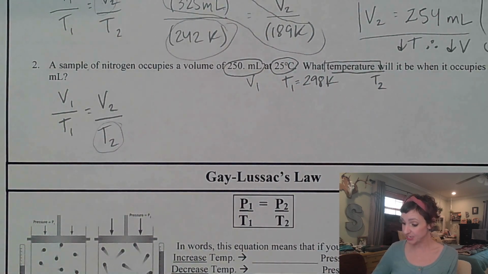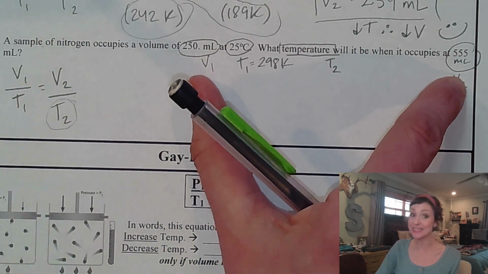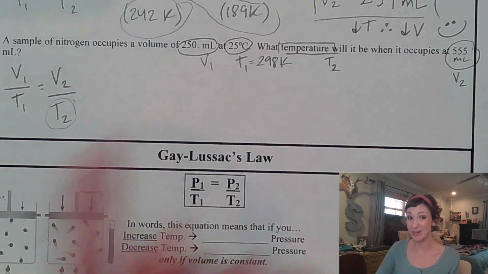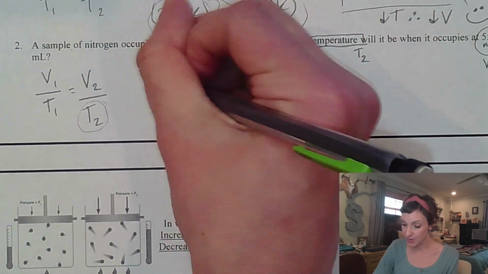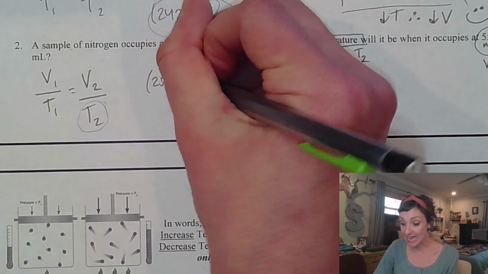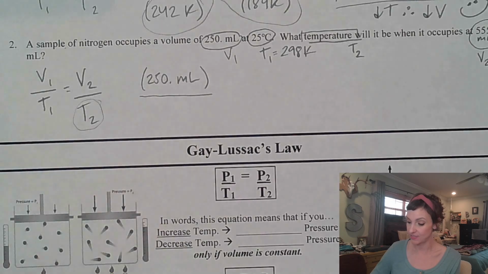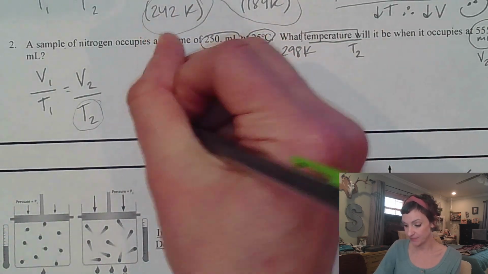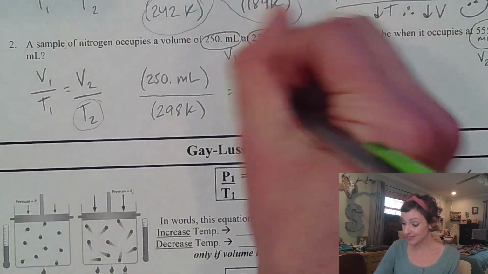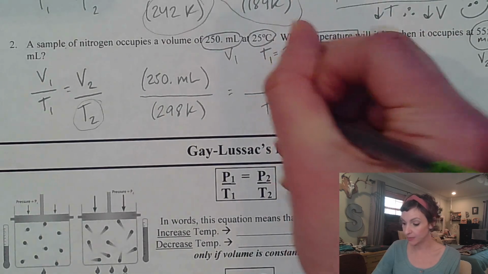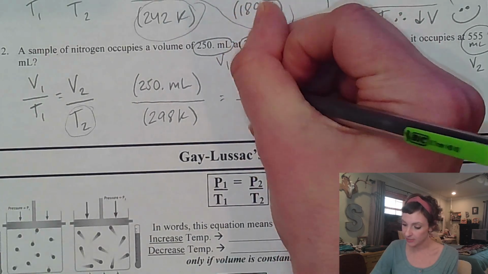So I'm ready to substitute stuff in. Are my volumes in the same units? Yes, they're both in milliliters. Is my temperature in Kelvin? Yes, it is. So I'm ready. So my first volume is 250. Yes, that decimal after that 0 is important because it talks about how many sig figs are in the number. And then I got 298 Kelvin as my first temperature. I'm using this to solve for my second temperature, so I can go ahead and plop it on the bottom. And my second volume is 555 milliliters.